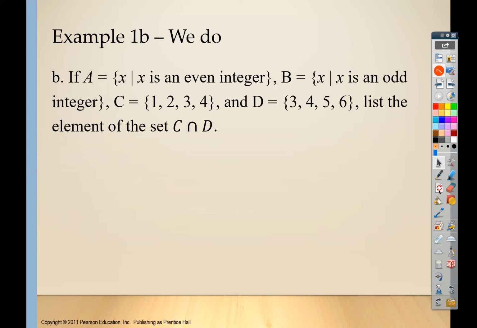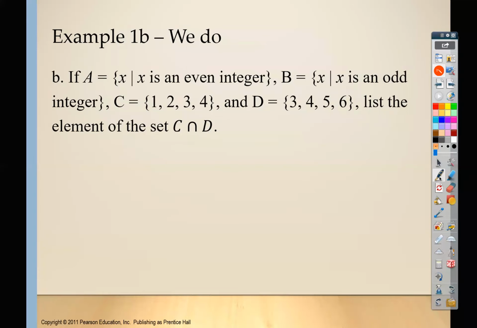All right. If A is the set of all numbers where x is an even integer, B is x is an odd integer, C is {1, 2, 3, 4}, D is {3, 4, 5, 6}, list the elements of set C intersect D. You have to think, what are the numbers in C that are also in D? You've got 1, 2, 3, 4, and you've got 3, 4, 5, 6. You can see that 3 and 4 overlap. So you would say {3, 4}.